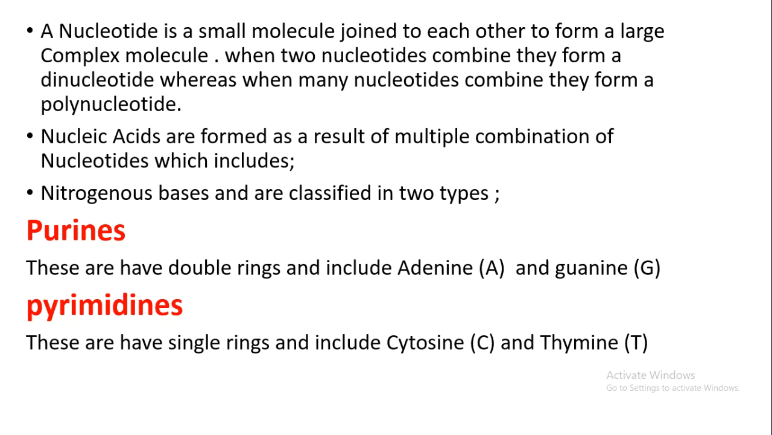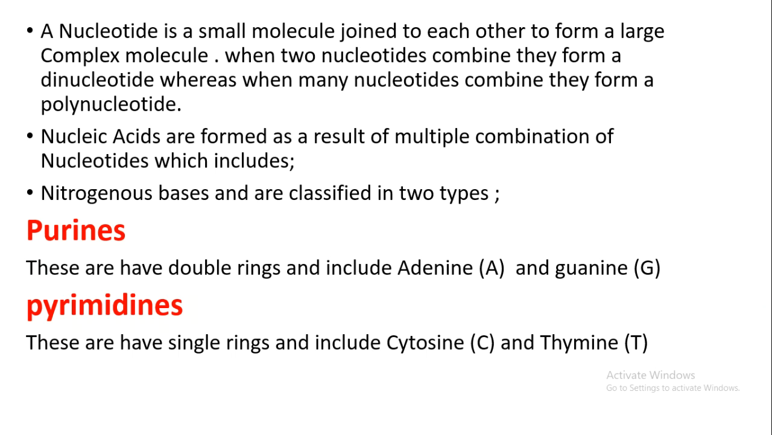So we tend to find that a nucleotide is a small molecule joined to each other to form a large complex molecule. When two nucleotides combine, they form a dinucleotide, whereas when many, millions and millions of nucleotides combine, they form a polynucleotide, something with a very high molecular mass. Nucleic acids are formed as a result of multiple combination of nucleotides, which include nitrogenous bases and are classified into types.